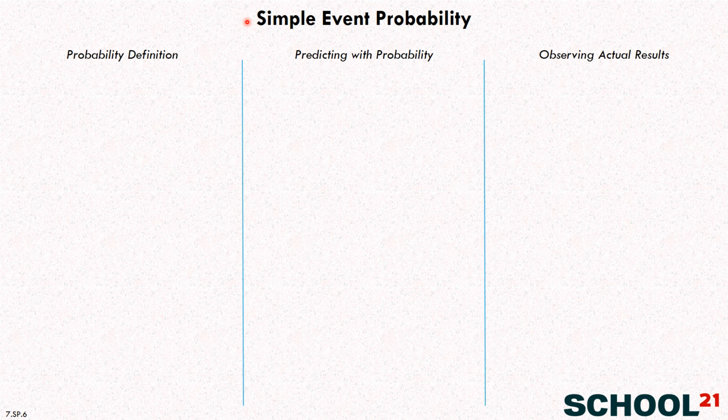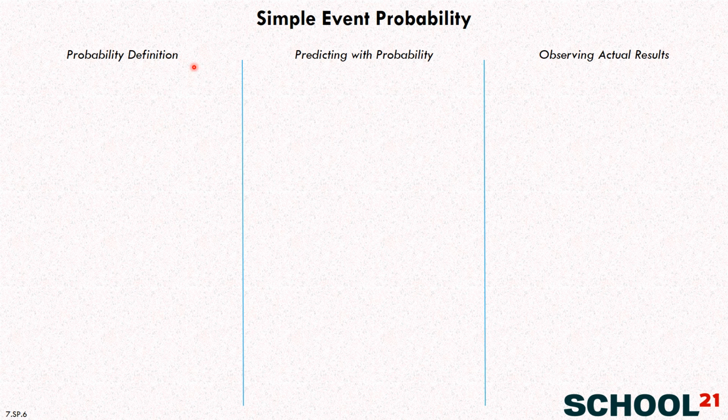Okay, let's take a look at simple event probability. A simple event means there's only one thing that happens. You don't have one thing and then another and then another. We're going to look at the probability definition again really quickly. Then we'll look at how to predict with probability, and then how that stacks up compared to actual results in the real world.